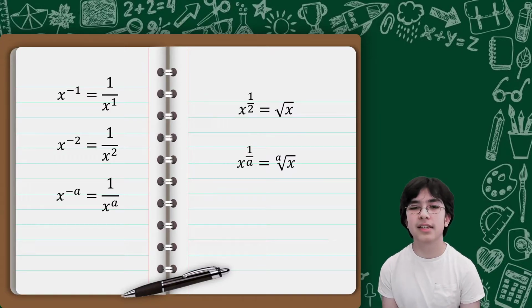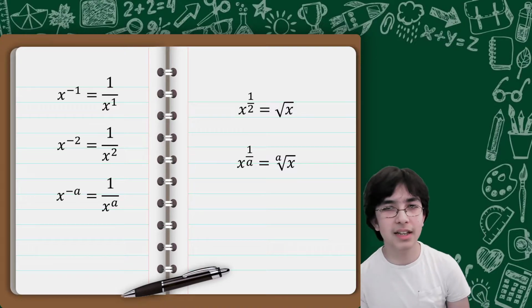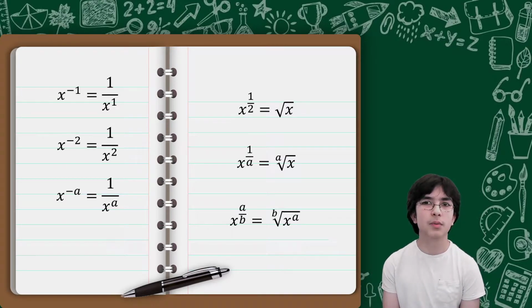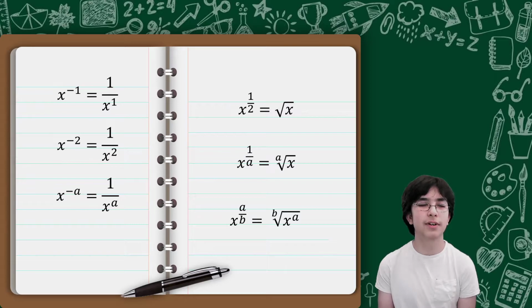The bigger the denominator gets, the bigger the root gets. And the same with the numerator. You square x before square rooting it, or vice versa. The order doesn't matter.